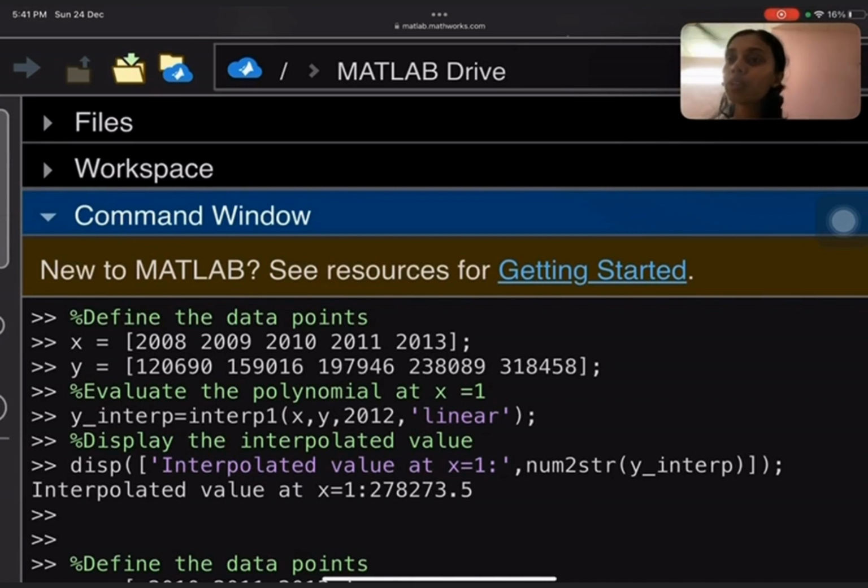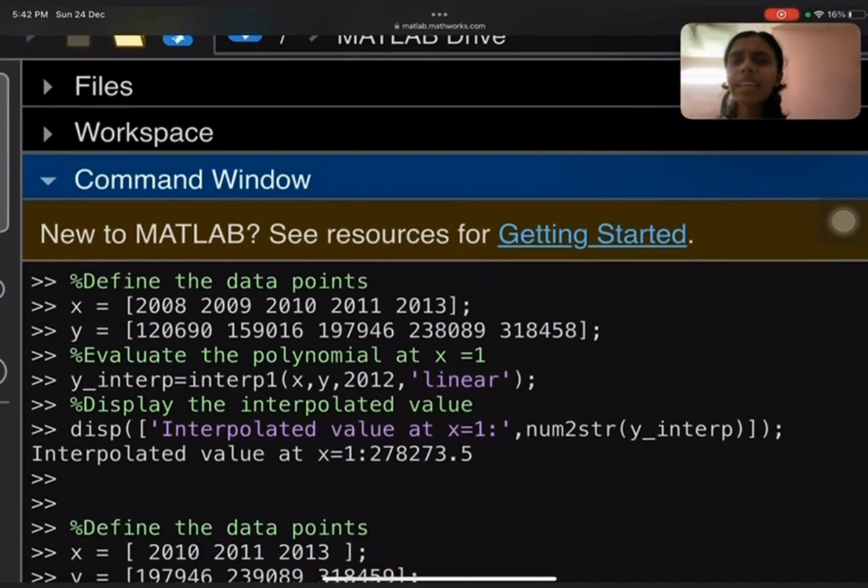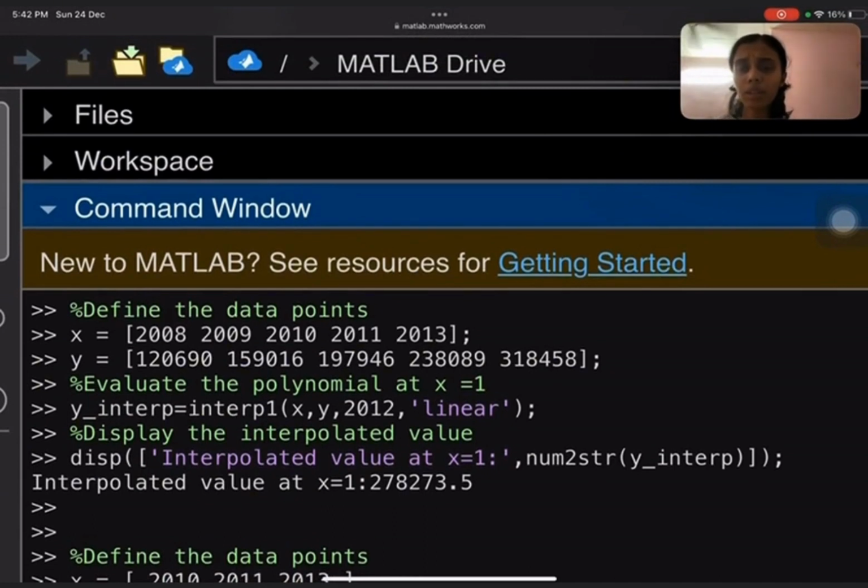Actually, for the X value, we can either put all the years, or we can only mention the years 2011 and 2013, because it is going to give the same answer at the end. And Y is the corresponding value for each year, the cumulative installed wind capacity for each year. According to the data from the article, for 2008 the value is 1206690, for 2009 it is 159016, and so on. Then next we have to evaluate the polynomial at x equals to 1.